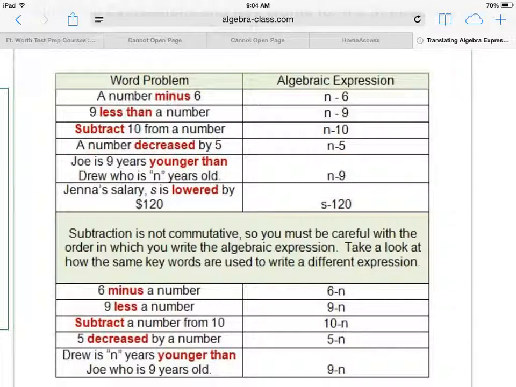Joe is 9 years younger than Drew, who is n years old. So you really have to think these through. The order really matters with subtraction and division, but it doesn't matter with addition and multiplication. Jenna's salary, S, is lowered by $120, so S minus 120. So again, this says right here what I was just warning you about, subtraction is not commutative, so you must be careful with the order in which you write the algebraic expression.